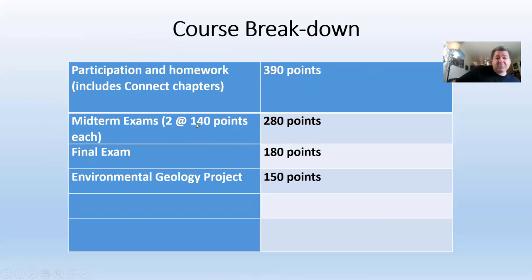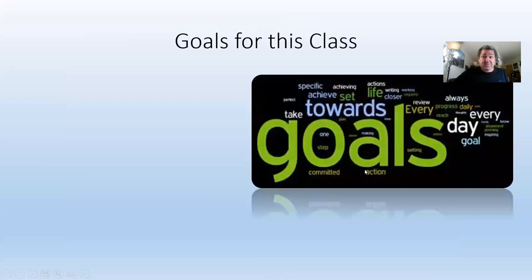Midterm exams, 140 points each, two of them total, 280 points. Final exam, 180 points. You'll notice that that is not a lot more than just a normal exam. So the final exam is mostly new material with some big concept key questions from the previous exams. Right? And then we will have an entire environmental geology project that is worth a total of 150 points, and there's kind of three little parts to that, which we'll go over in just a moment.